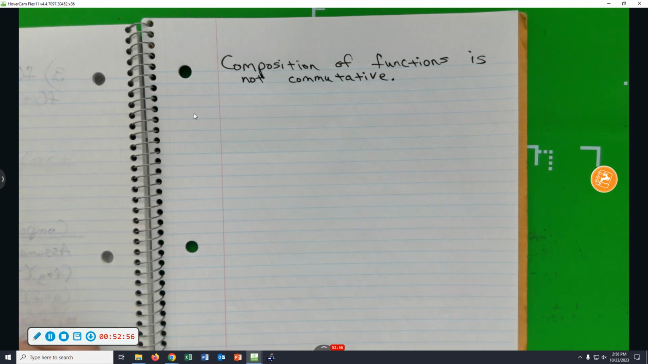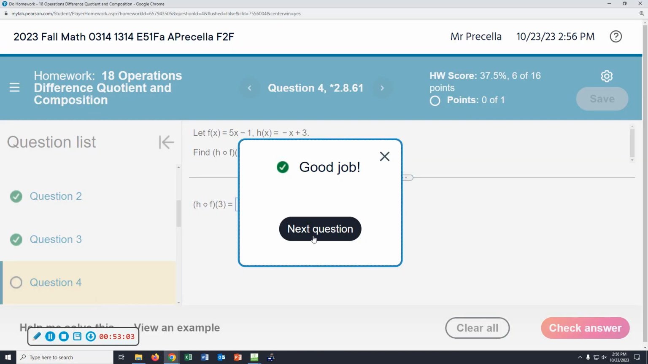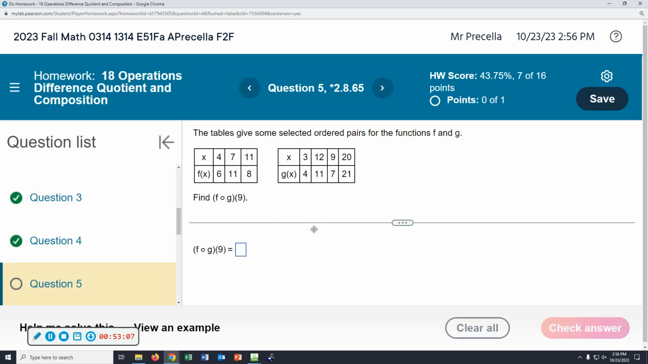Remember, when we were looking at functions, we also looked at functions defined in terms of tables, trying to illustrate ordered pairs. I think the next one is a good one. Okay, let me write that. Number 5. They give us 2 functions, and they're defined in terms of tables.